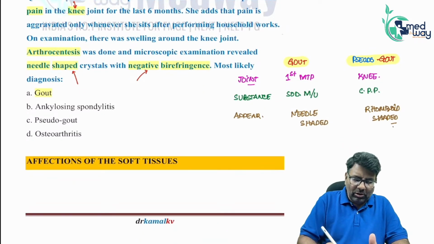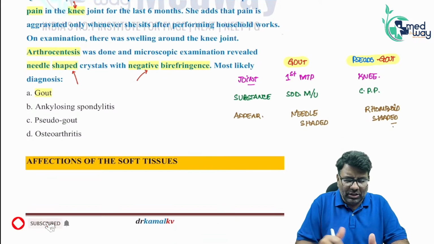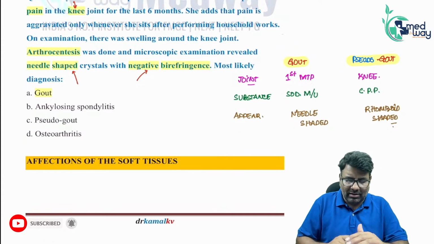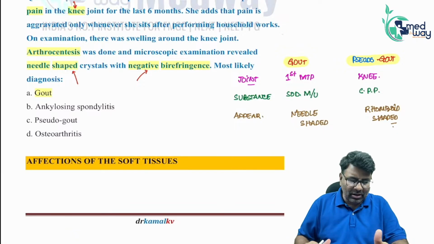Clear? So although the word knee is slightly confusing in this question, needle shaped crystals, negative birefringence, that's sufficient to make a diagnosis of gout.